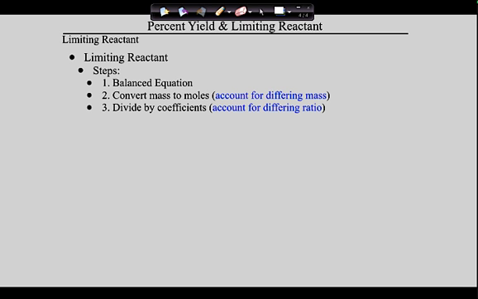Then guys, step 3. You're going to divide by the coefficients from the equation. In the same way that we divided by the 1 and the 2 and the 1, and this accounts for their differing ratios. And then guys, at that point, the smallest number, just like with the bikes when we said 5 bikes, the smallest number is your limiting reactant.